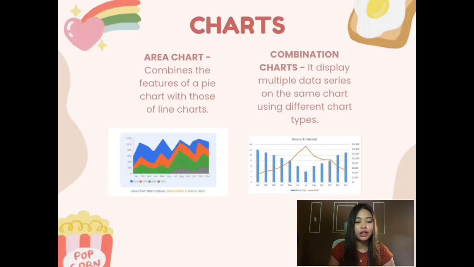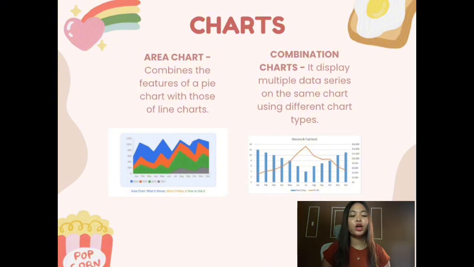So the next chart is Combination Charts. It displays multiple data series on the same chart using different chart types. A combination chart is a type of data visualization that presents multiple data series in one chart using two or more different chart types, commonly a mix of columns, lines, or bars. This allows us to compare different kinds of information in a single visual display.